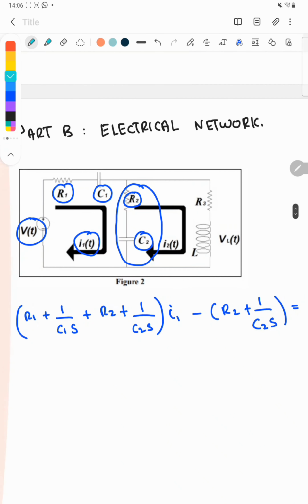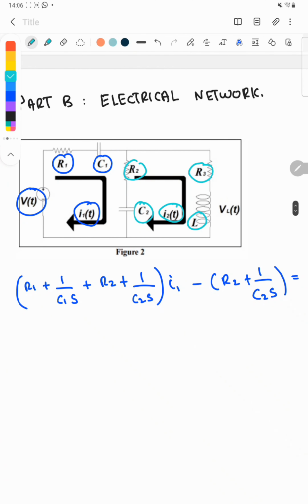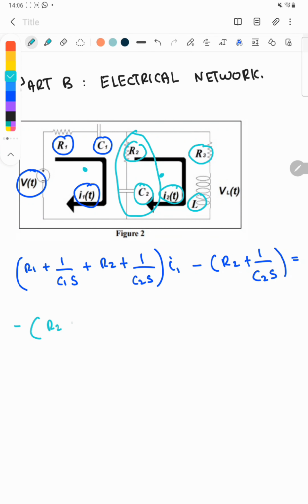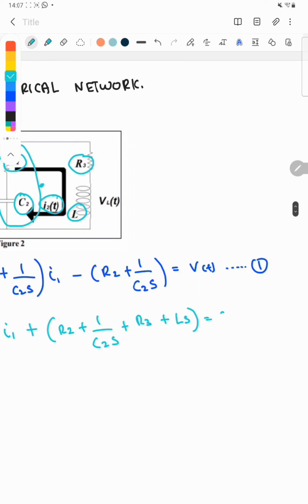For the second loop, I2 will be L, the inductor, the resistor R3, R2 and C2. But first, the connections between I1 and I2 are R2 and C2. So this will be our second loop.